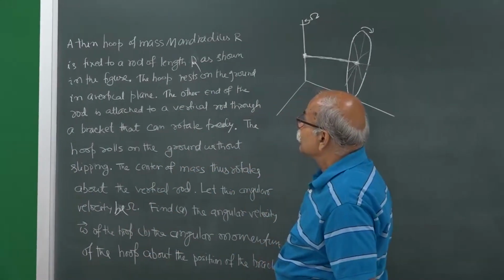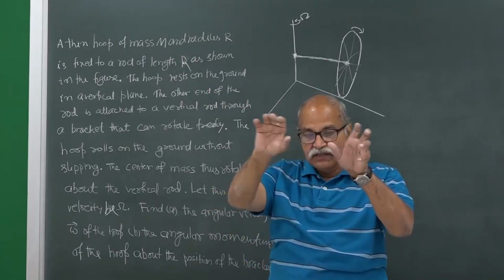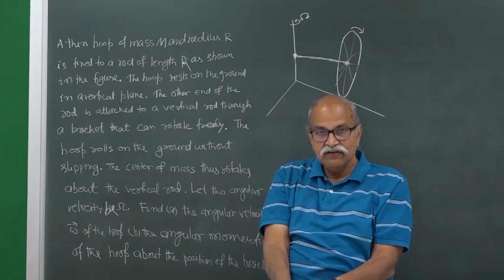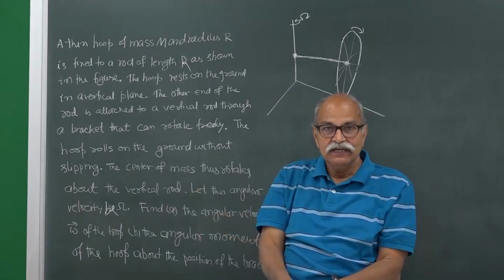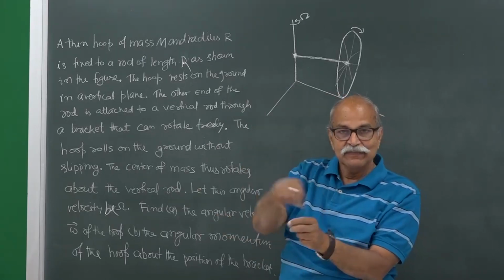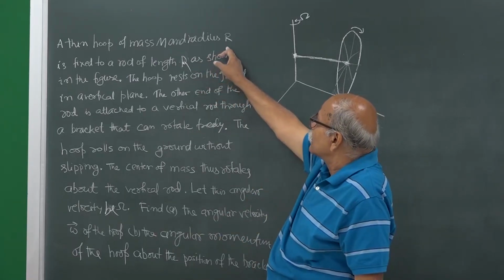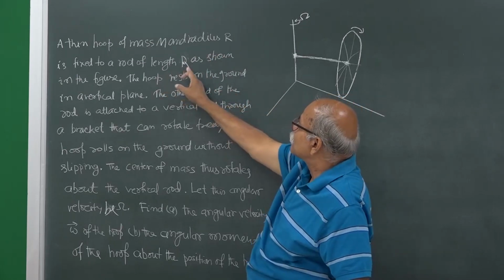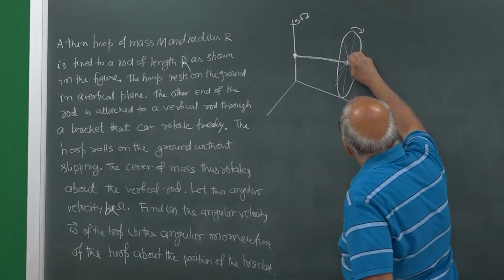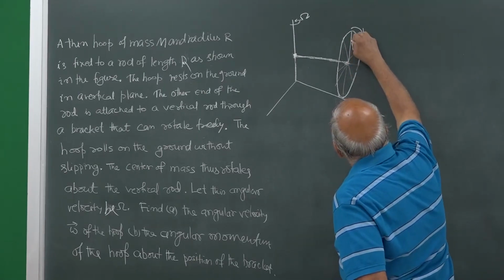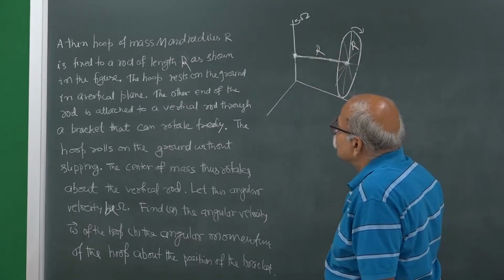So, the question is, a thin hoop of mass m. Hoop means you have a mass which is on the periphery, it is a kind of a ring, and the mass is at the periphery only, although there will be spokes from the center, but those things will be treated as light. So, a thin hoop of mass capital M and radius r is fixed to a rod of length capital R as shown in the figure. So, the radius here is capital R, and this rod is also having the length capital R as shown in the figure.